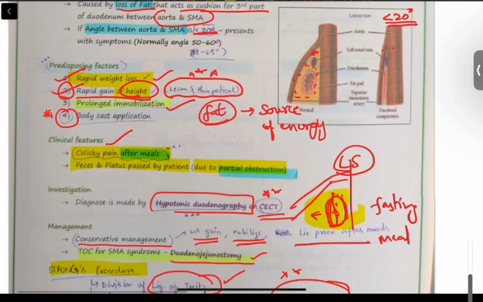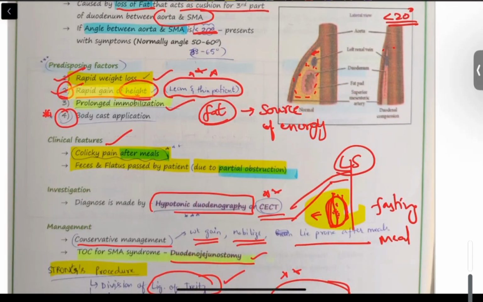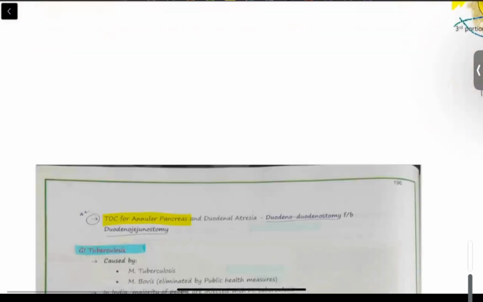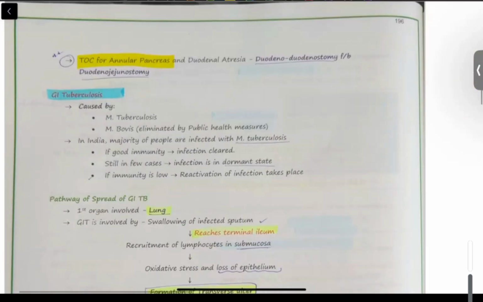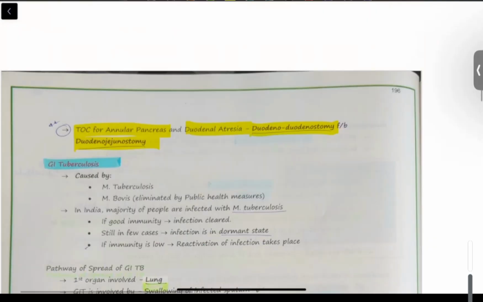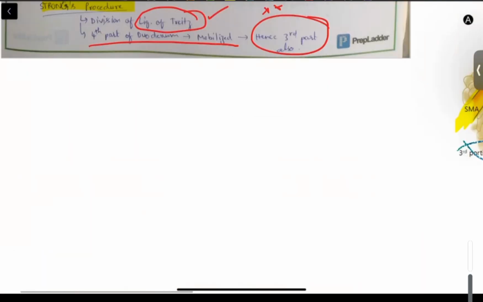So yeah, sorry, it's rapid weight loss or rapid gain of height. Because of that, the patient will be lean and thin, and because of that reason there will be less fat. So the treatment of choice for annular pancreas and duodenal atresia was duodenostomy followed by duodenojejunostomy. Similarly, here it is just duodenojejunostomy.